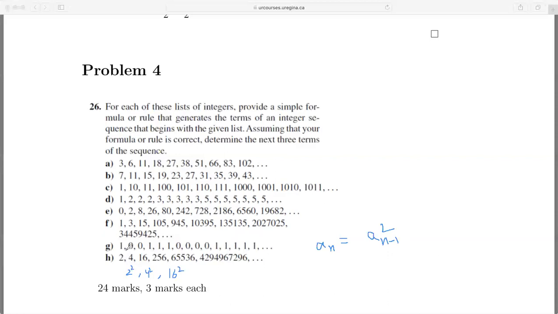We have 6 terms here. So we will find a7, a8, and a9 here. And each is the previous term squared. So that's it. Thank you for watching.